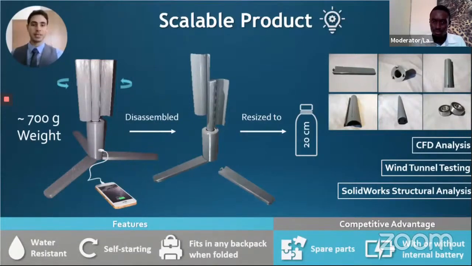Windy can be assembled and disassembled easily, and it transforms into a small, bottle-sized product when folded, so it can fit in any backpack. Customers have the advantage of getting spare individual parts when needed, and they may also buy the product with or without the internal battery, in case, for example, they've got their own power bank.